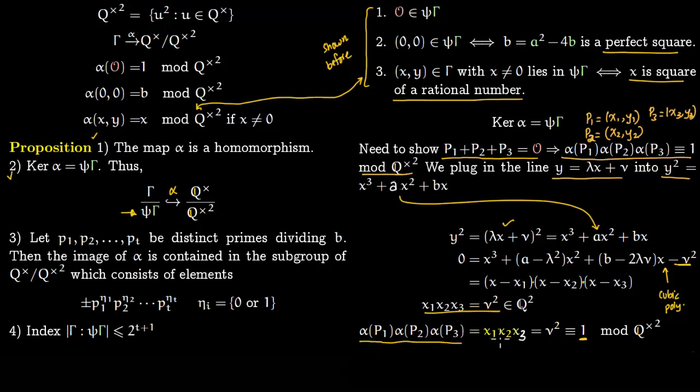And that's pretty much it. You have alpha p1, alpha p2, alpha p3, which is x1 x2 x3. This is equal to nu squared, but this is a square of a rational. So this nu squared becomes equivalent to 1 if you modulo out by squares of rationals. And that is the end of the proof. So we have a homomorphism. And notice that x1, x2, x3 are the roots of this polynomial, precisely because once you plug in the line which intersects this curve, that will factorize like this.